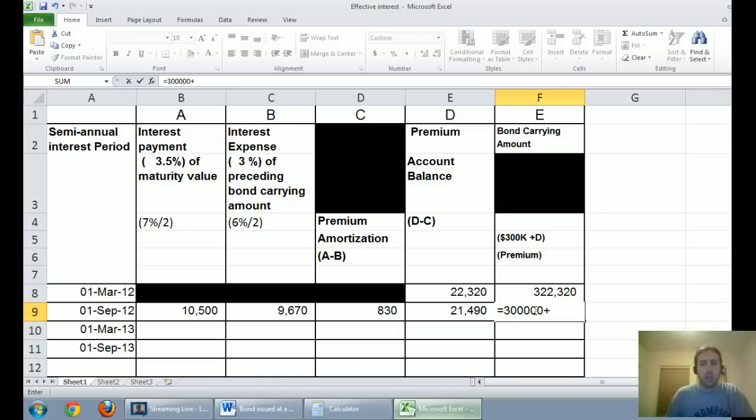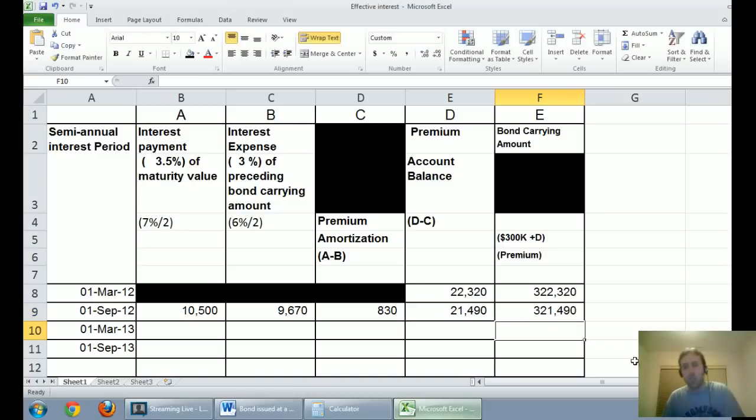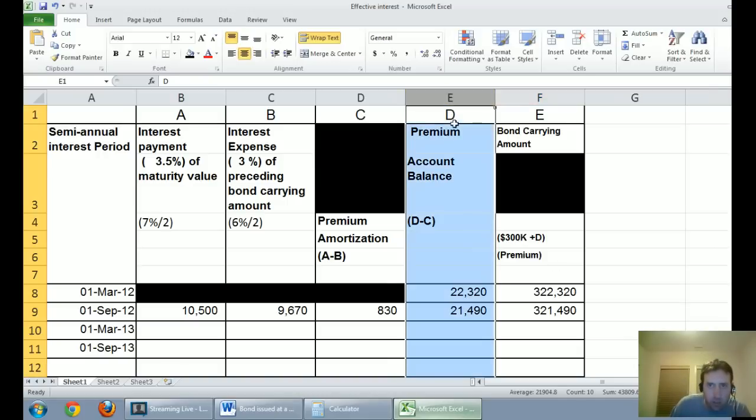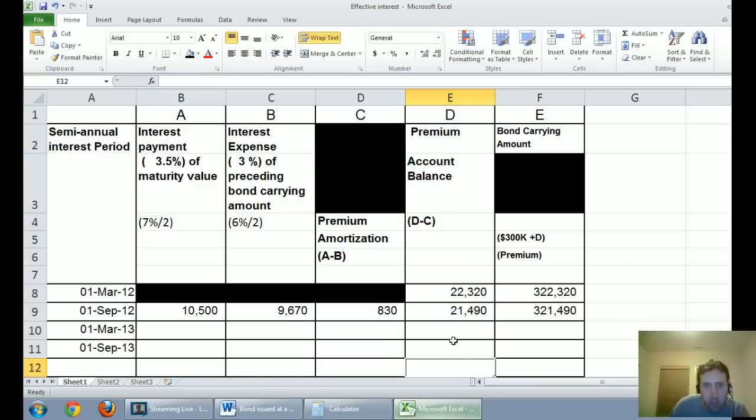300,000 plus 21,490 is 321,490. Now, whether it's a discount or premium, the discount or premium account balance will be in column D. We're always expecting this number to get smaller and smaller, and in 20 periods I would expect it to be 0 or very close to 0, just rounding errors.